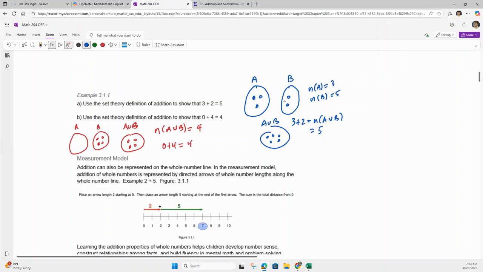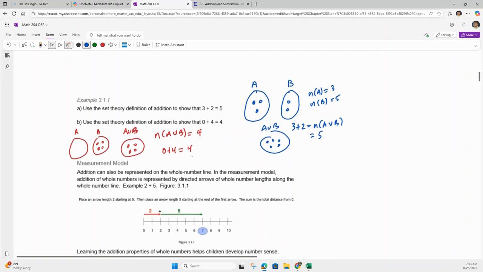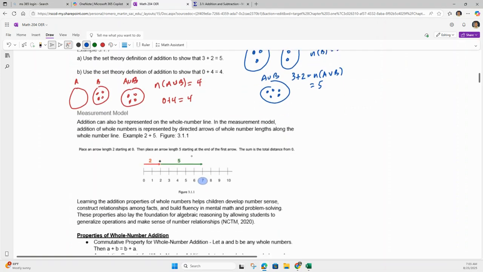Well, it's the union of two sets with elements of 3 and 2. And so that's the way we would show it. Similar to 0, right? There's no elements, the null set, empty set. So the union would still be the 4 elements there. So interesting to think about it from a set theory perspective.